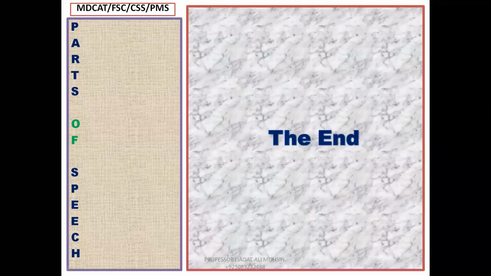This was all about the use of nouns, what the different functions are in a sentence.